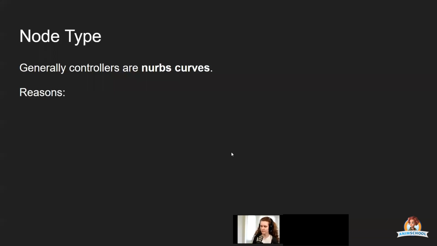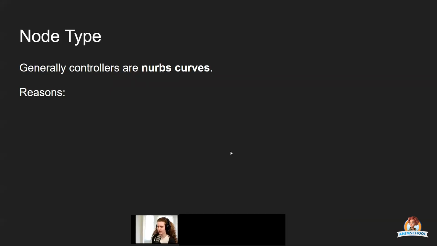Why do we use NURBS curves and not, say, polygonal objects for controllers? So NURBS don't get rendered. So if you have a shot and then there are controllers on top of the mesh, you don't even need to hide them. You can just press the render button and only your mesh is going to get rendered.